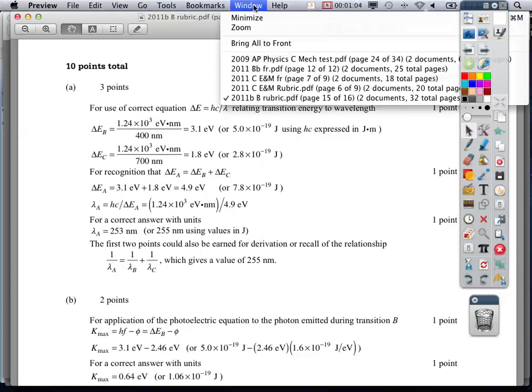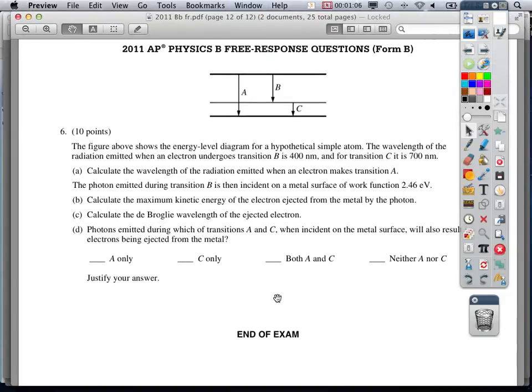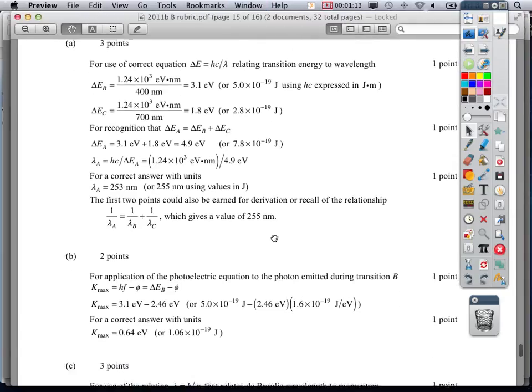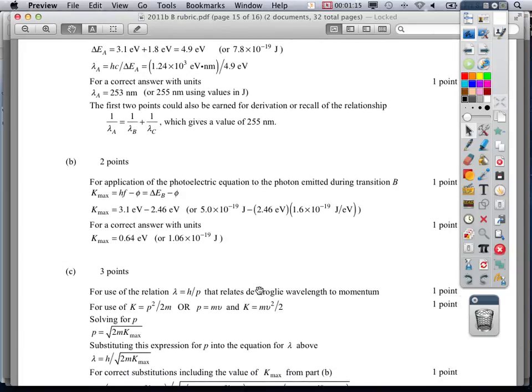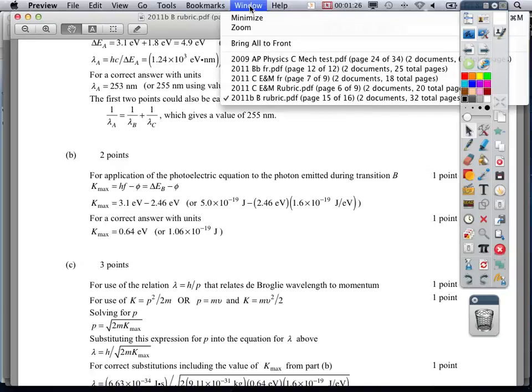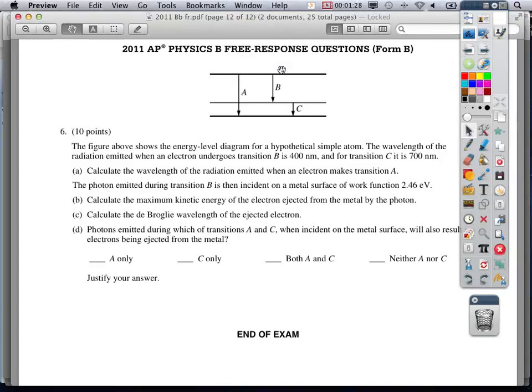Okay, so that's good. Now for part B, calculate the maximum kinetic energy of the electron ejected by the metal. So we're just using the photoelectric effect here, and this is the kinetic energy for the thing that's ejected. We're just taking the amount of energy minus the work function, and they gave us that work function. And we're using the energy that we calculated for B, right?